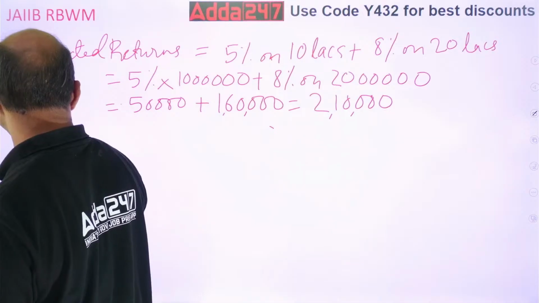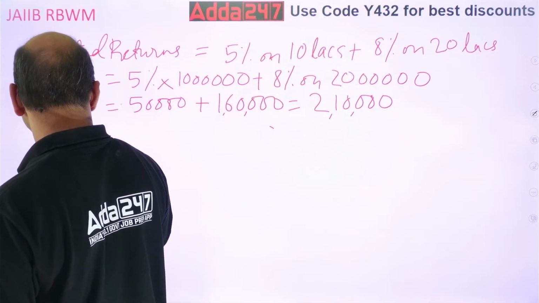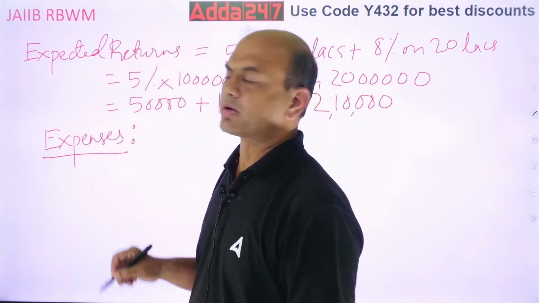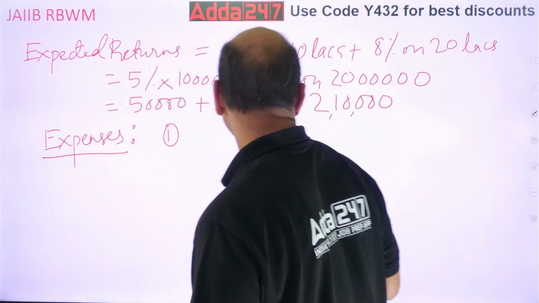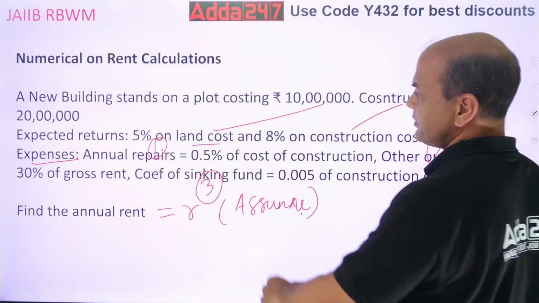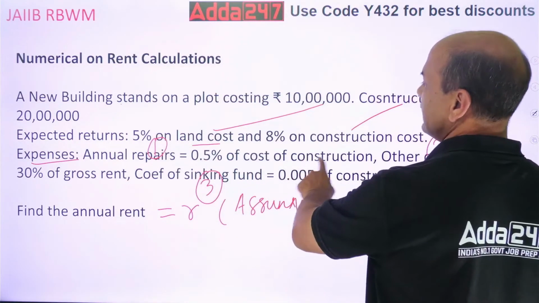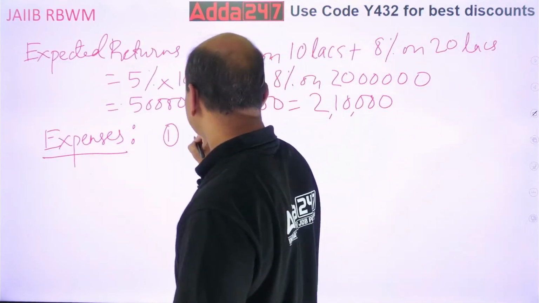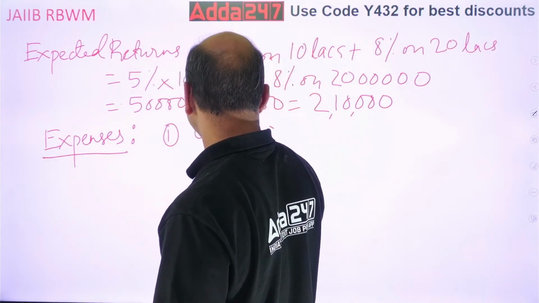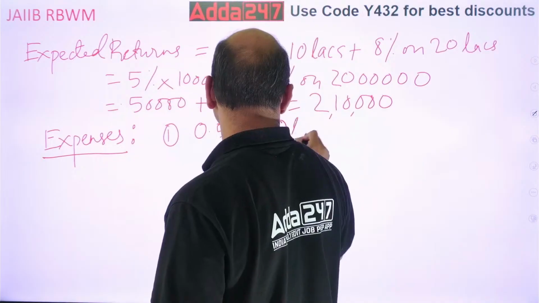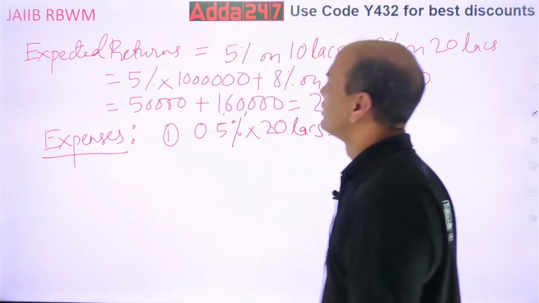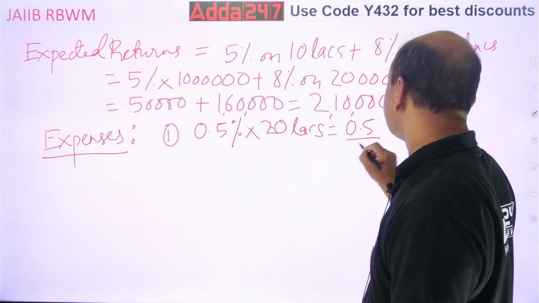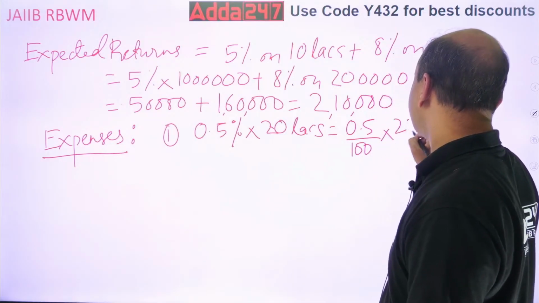Expenses are, there are 3 expenses. Expense number 1, what is it? 0.5% of 20 lakhs. Cost of construction is 20 lakhs. So 0.5% into 20 lakhs. Get the answer. That is equal to 0.5 upon 100 into 20 lakhs.